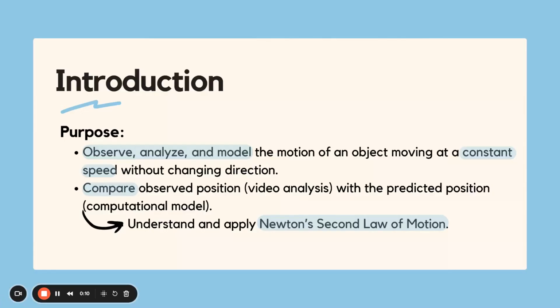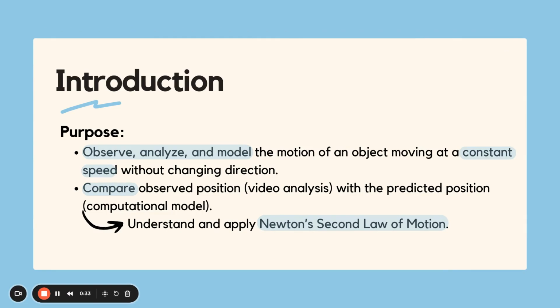Firstly, the introduction. The overall purpose of this assignment is to observe, analyze, and model the motion of an object moving at a constant speed without changing direction. We will achieve this using three main tools: Tracker for video analysis, GlowScript for building the computational model, and spreadsheets for comparing the observed position of the object from the video analysis with the predicted position from the computational model and seeing how they differ.